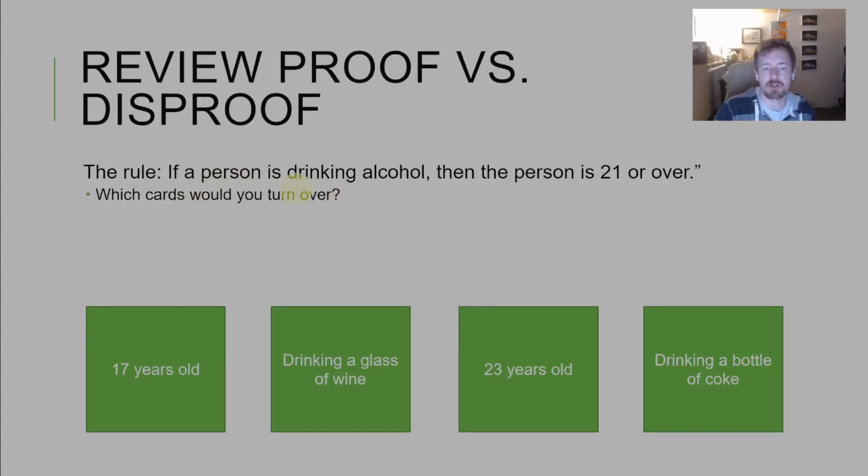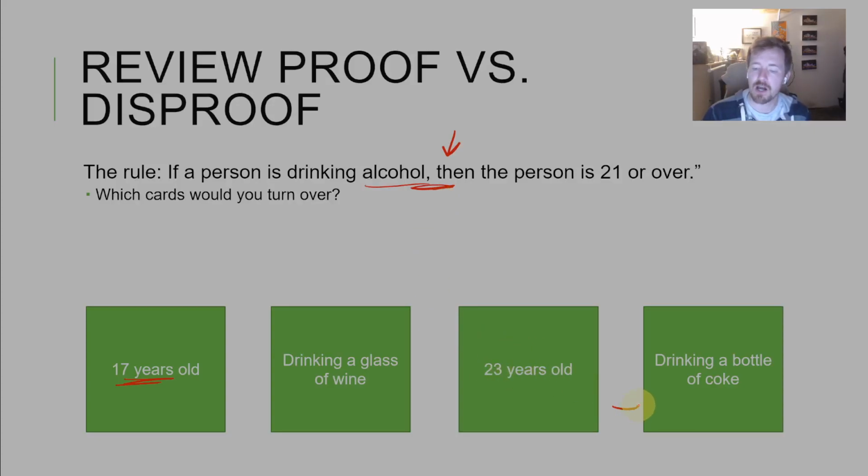So, for example, if a person is drinking alcohol and the person is 21 or over, which of these cards would I turn over to prove whether or not this was in fact correct? I would want to turn this one over, because if it says 17 years old and I turn it over and that person is drinking alcohol, then I know that this does not seem to be true. And this is as well drinking a glass of wine. If I turn this over and that value is less than 21, then I know that this is not true either, that is being violated.